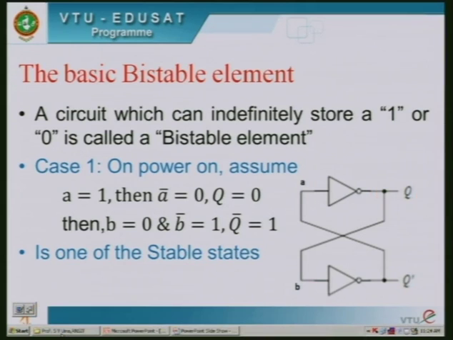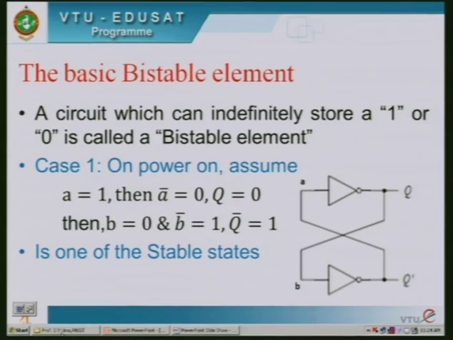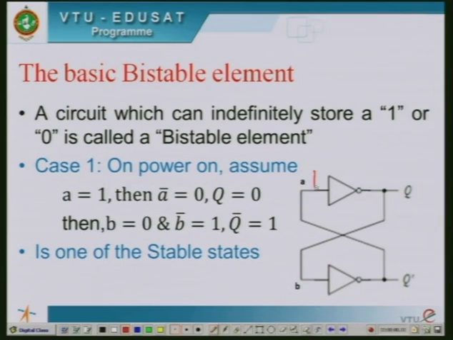In the next state, we can see what happens on power on if A starts with 1. So on power on, if we have 1 here, then Q becomes 0, and this 0 is coming here, Q bar becomes 1.